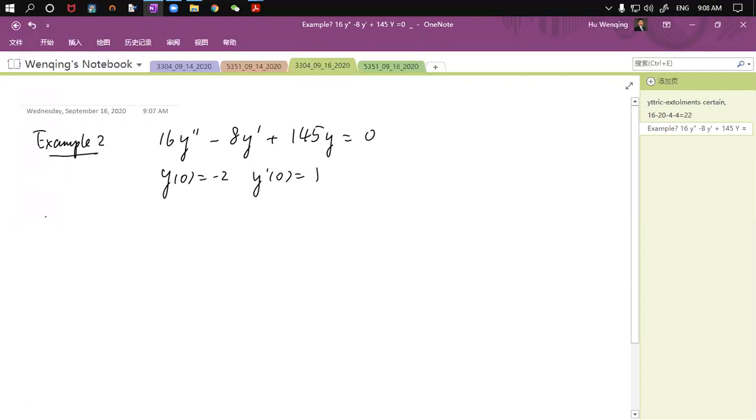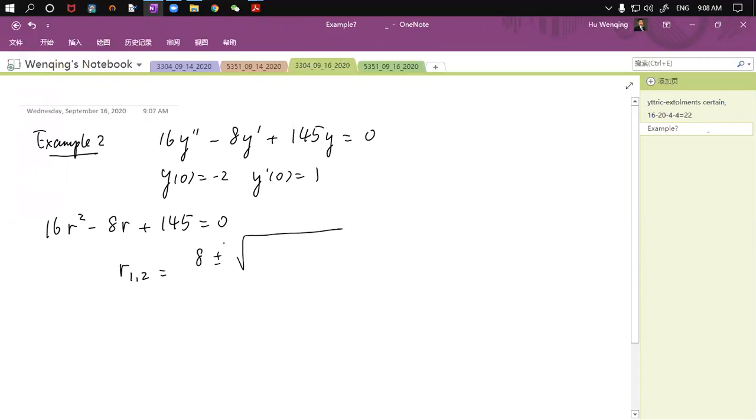Well, we start from the characteristic equation, 16r squared minus 8r plus 145 is equal to 0. You want to solve for r. So how do you solve for r? Well, r1,2 is equal to minus b, so 8, plus minus the square root of b squared, 64, minus 4 times 16 multiplied by 145, divided by 2 times 16, which is 32.